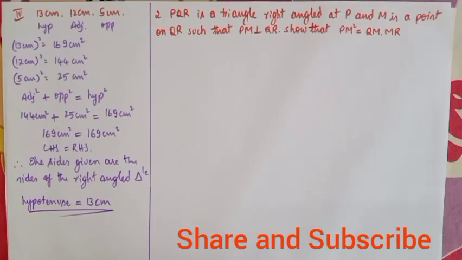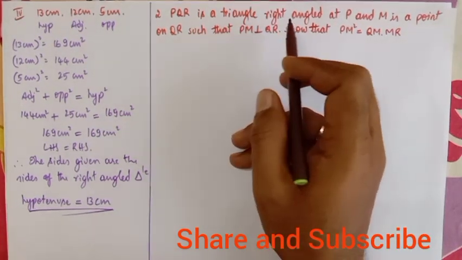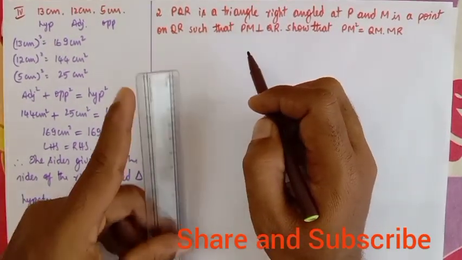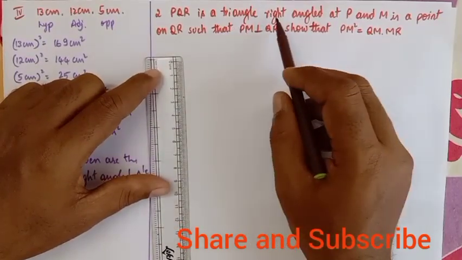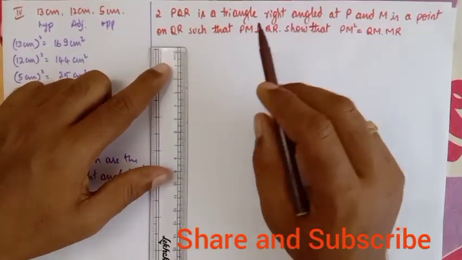Problem: PQR is a triangle right angled at P and M is a point on QR such that PM perpendicular to QR. Show that PM square is equal to QM dot MR. To solve this problem, let us construct the data, what is being given in this problem. Let me draw first a right angled triangle.